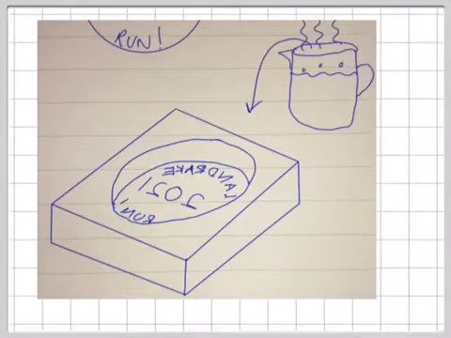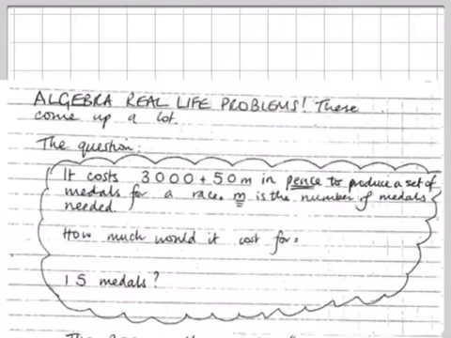The way this question might be worded is as follows. It costs 3,000 plus 50m in pence to produce a set of medals for a race. M is the number of medals needed. How much would it cost for 15 medals?